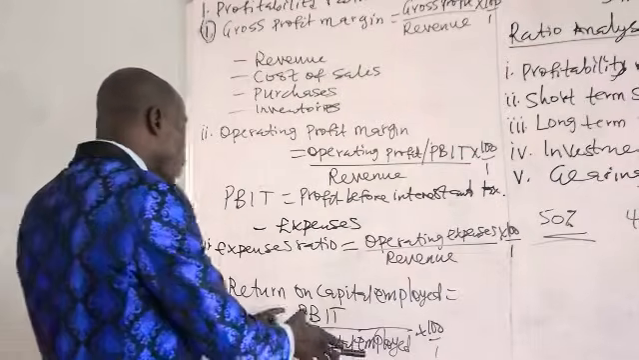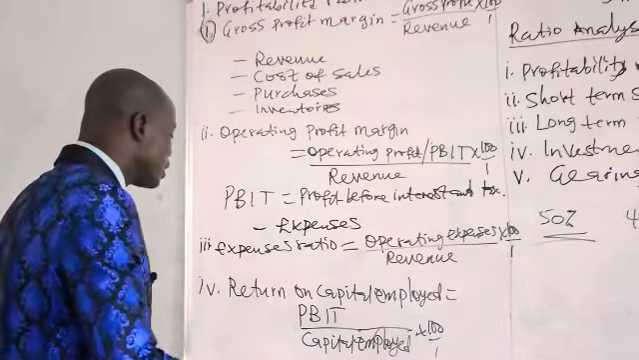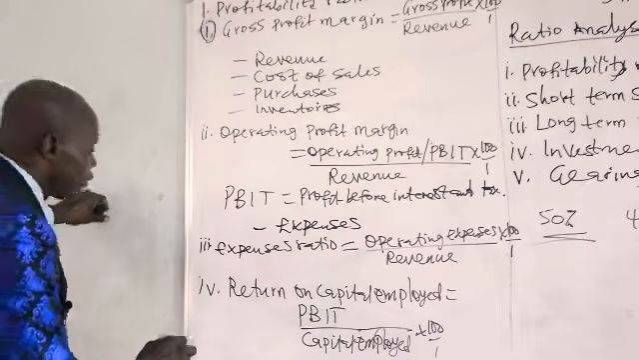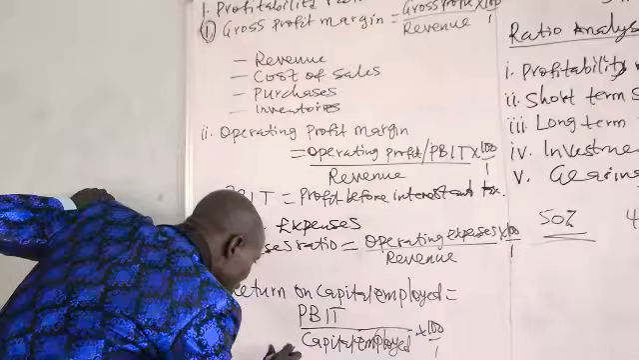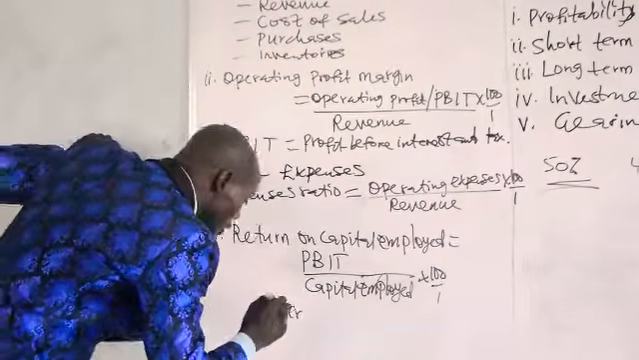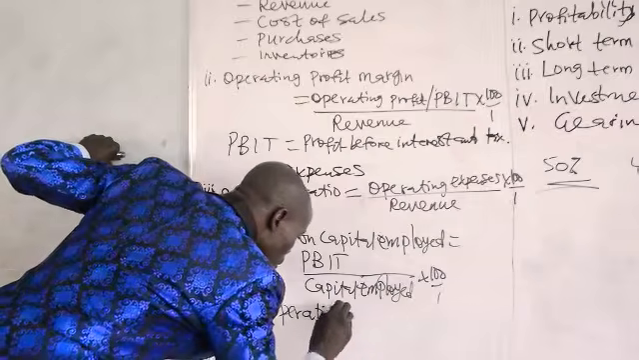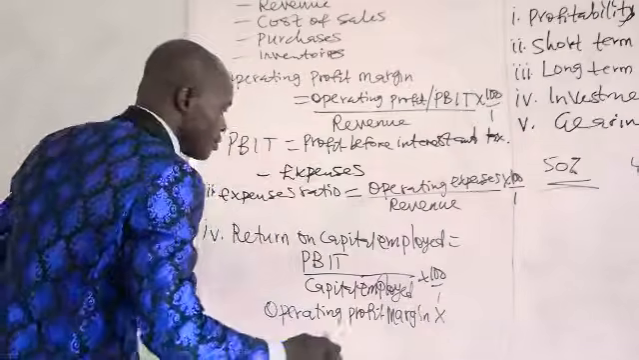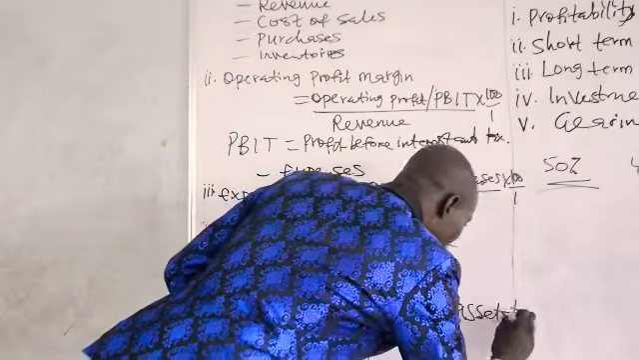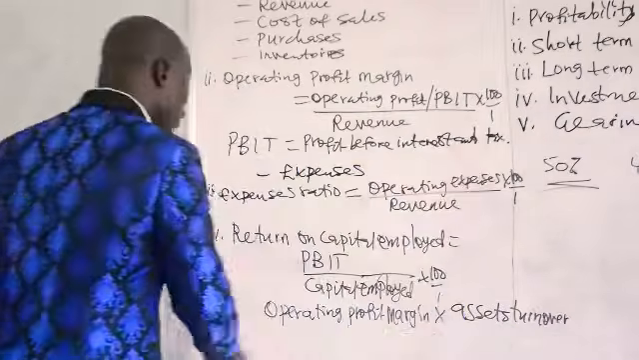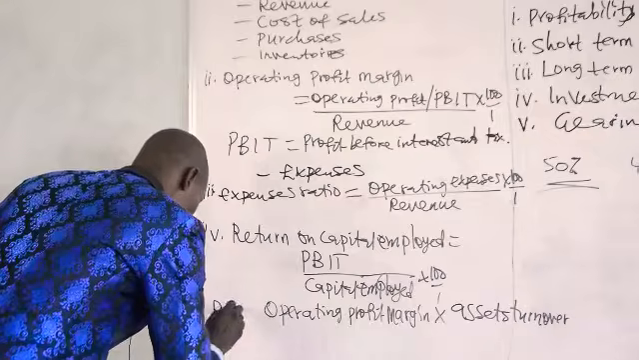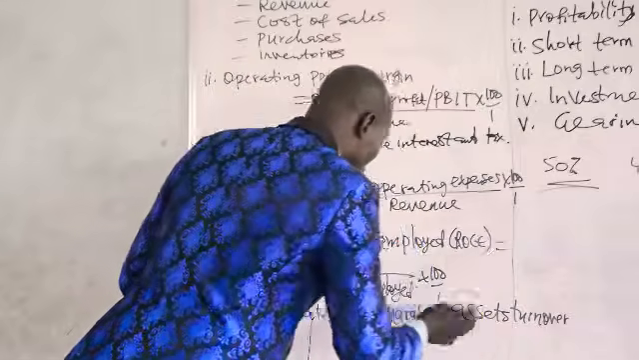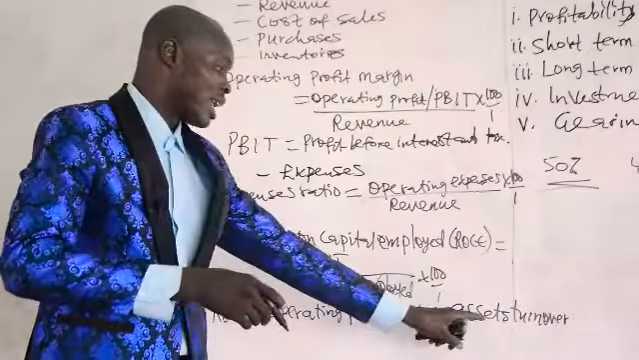Now, in commenting on this, there are two variables that make it up. This return on capital employed is the product of two secondary ratios. We have operating profit margin times asset turnover. It is the product of these two ratios that will give us the return on capital employed. Return on capital employed, ROCE, is the product of these two secondary ratios, operating profit margin and asset turnover.